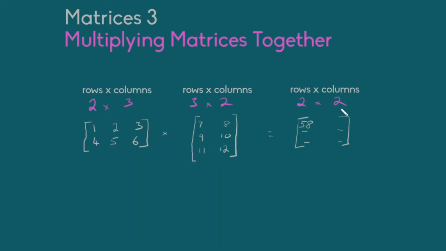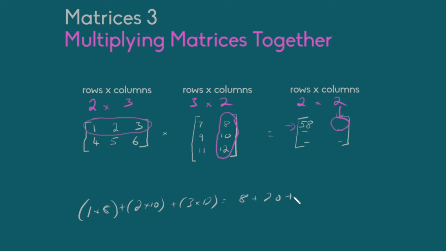So if we wanted to get the top right corner of our resulting matrix, we're going to have to go again along the top row, and this time down the second column of our second matrix. So this is going to give us again 1 times 8 plus 2 times 10 plus 3 times 12. And so that is 8 plus 20 plus 36, which gives us 64. And so we can drop that into that section of the matrix there.